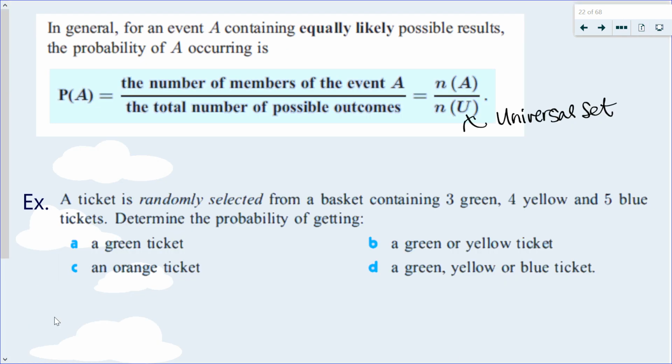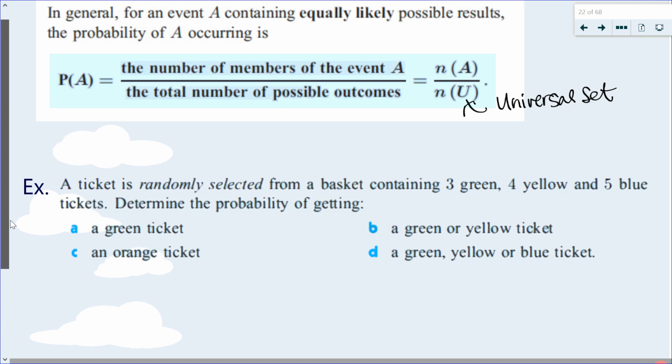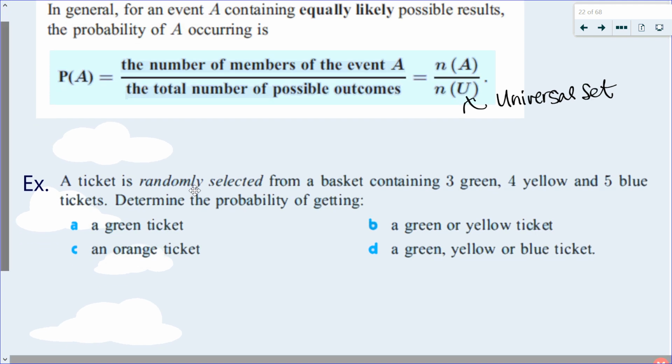So let's take a look at this example. It says a ticket is randomly selected. That's very important because if it's not random, these will all be different. From a basket containing 3 green, 4 yellow, and 5 blue tickets. Determine the probability of getting a green. So we know our desired outcome is green. So there are 3 green out of a total of, and we'll add up, we have 7 plus 5, so we have 12 tickets.